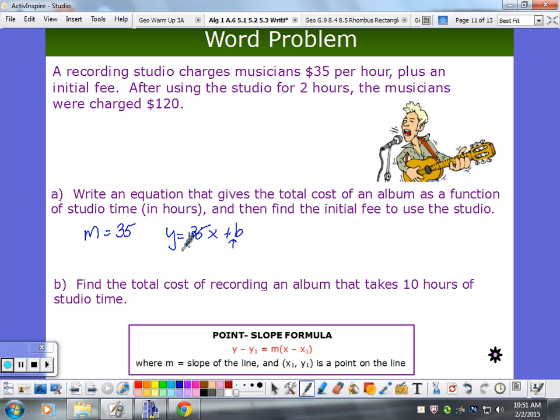So this is my slope, but I have a point, right? If you're there for 2 hours, it was $120. So I have a point and I have a slope, point slope. So y minus y1 equals m times x minus x1. Y minus, what's y1? What's m? And then x minus, what's x1? 2.